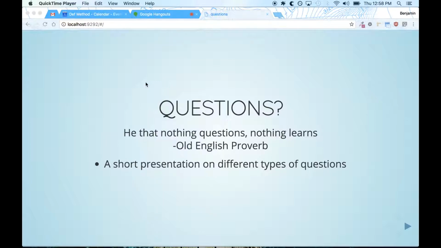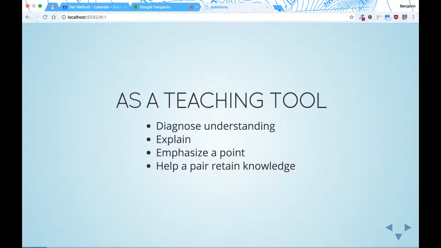Some of the things that I'm about to say may seem almost mind-numbingly obvious, but they will be a little bit different contextualized in the form of a question taxonomy. So again, as a teaching tool, you can use them for diagnosing, understanding, explaining something, to emphasize something. If you question something that you're talking about, that tends to emphasize that point. And then just to help a pair you're working with maybe retain knowledge.